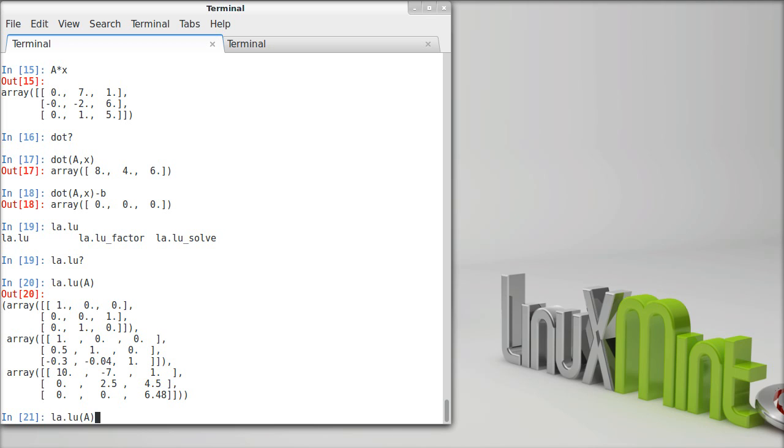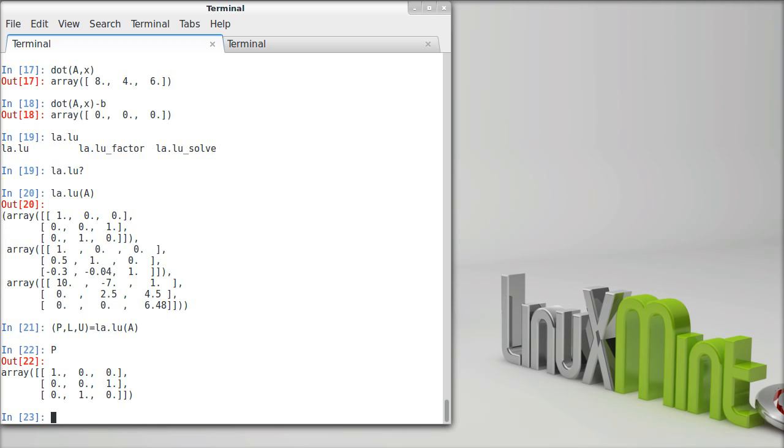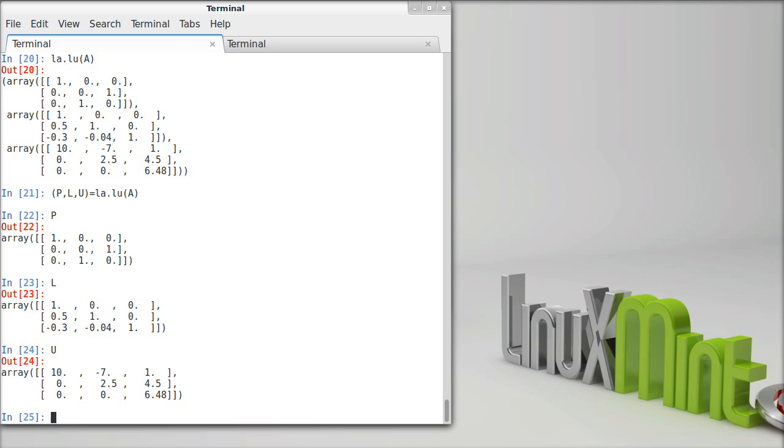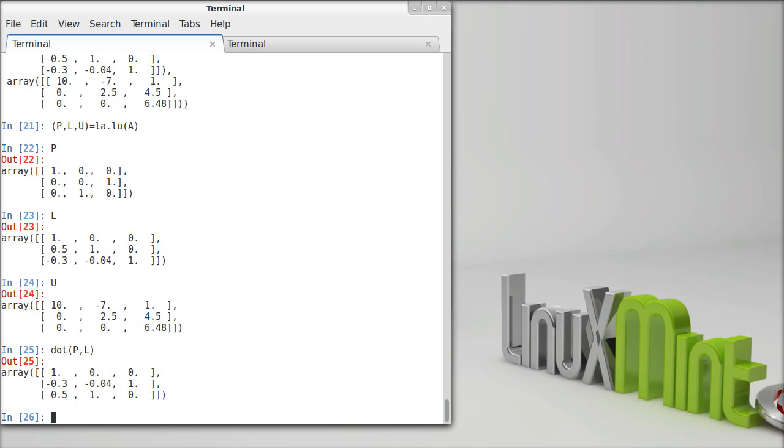Okay. So let's just save these as things: P, L, and U. If we multiply all of these together, we should get A back. What does multiply them together mean? Just like we saw before, we have to do dot. So this will multiply P and L. It's not horribly interesting, but we can see that it really did swap. The last two rows got swapped in this. If we want to now multiply this into U, we need to use another dot.